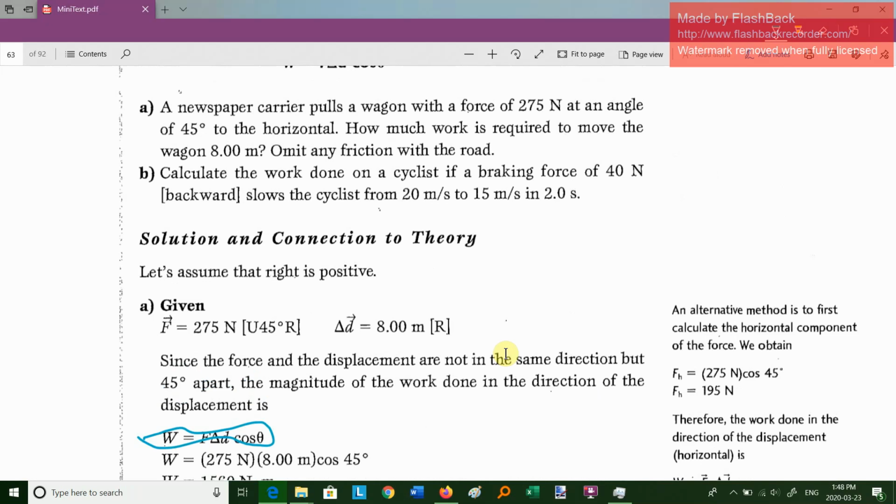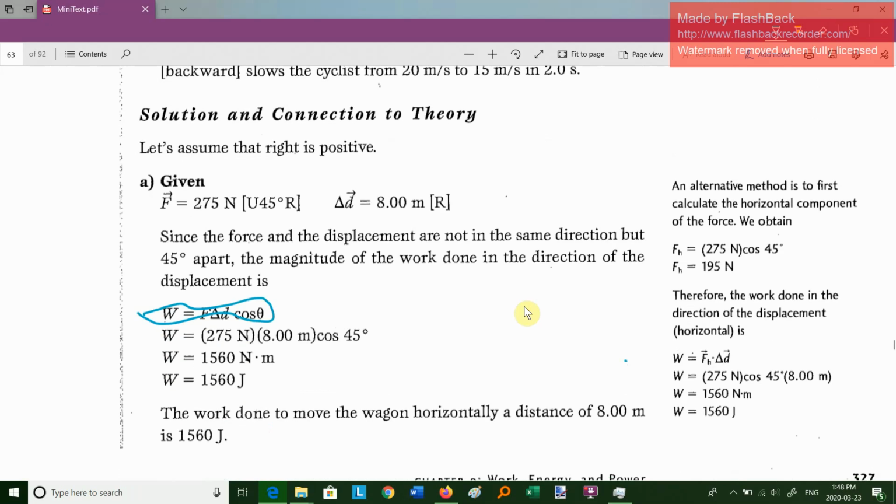Question B. Calculate the work done on a cyclist if a braking force of 40 newtons slows the cyclist from 20 to 15 meters per second in 2 seconds. So here I am applying a force opposite to the direction of motion, and that's 40 newtons. My displacement, well, I go from 20 to 15 meters per second, so that's v1 to v2 in 2 seconds. So I can get the average velocity times the time for displacement and put it all together.